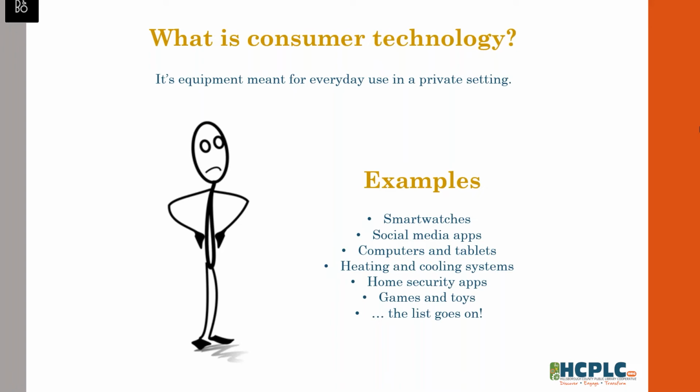So we have, for example, smartwatches, social media apps. Something else to keep in mind about consumer technology is that it's not only physical items. Consumer technology can also be applications, it could be software, it could be things that live in the cloud. So it's not only those physical, tangible things that exist. Computers and tablets, those are probably the most obvious. Heating and cooling systems. This is a prime example of something that didn't used to be seen as consumer technology that's now kind of bleeding over into that.